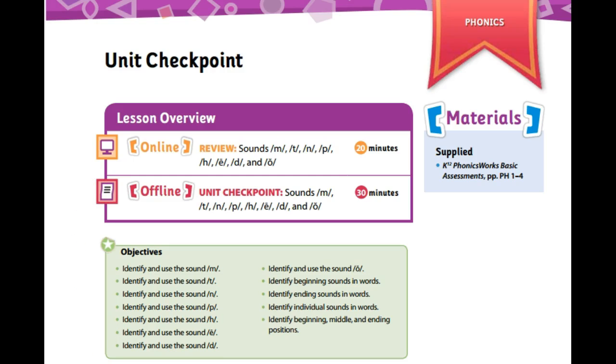Now, learning coaches, let's take a look at the lesson guide. This is found in the lesson guide on page 29. At the top, it shows where you've completed your online review, and now it's time for our offline unit checkpoint. Underneath, you see the objectives for our lesson. This is just explaining that your student is identifying and using the different letter sounds that you've practiced this week. Students are also beginning to learn and identify beginning, middle, and ending sounds in words.